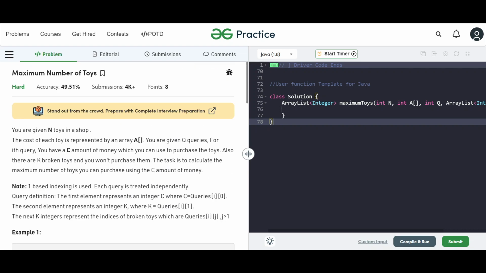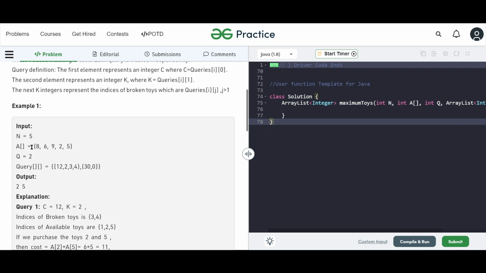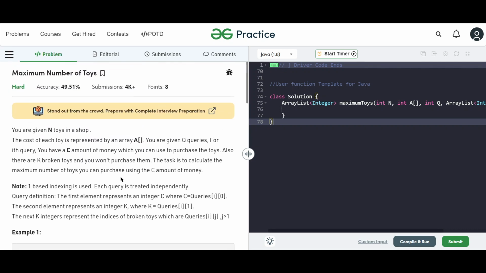All right, let's try out this problem called maximum number of toys. So what is given in this problem? Well, in this problem, first we are given an array of toys, a cost of each toy, right? So let's have a quick read.